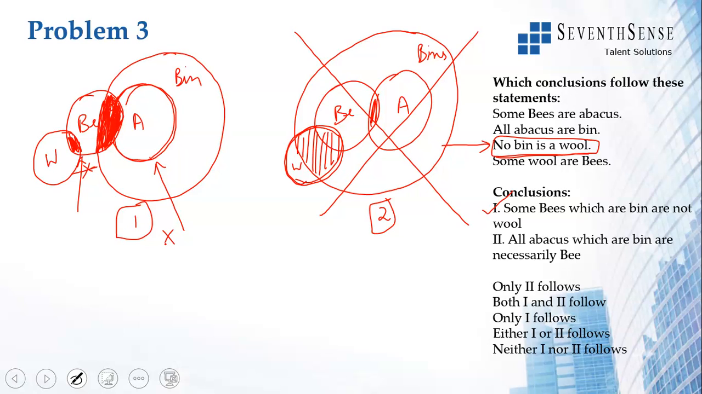Necessarily bees means compulsory in any drawing. In every drawing it has to be bees. No. You might say, can I draw it in any other way? In any other way you draw it, there will be some abacus which need not be bees. Here, this part of the abacus is not bees. So this drawing is accurate. Because of this drawing, you can't make this conclusion. Hence, only one follows.